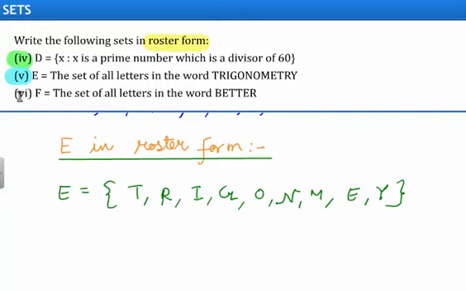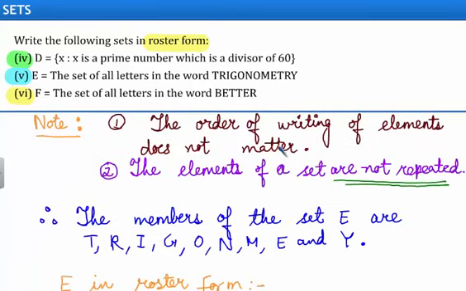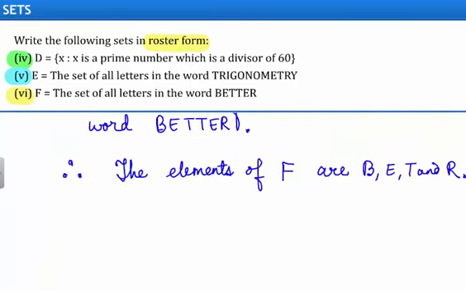Let us now consider the set F. The set F is given by the set of all letters in the word better. Now we have already seen in the previous part that the order of writing of elements does not matter, and the second point is the elements of a set are not repeated. Therefore, the elements of the set F are B, E, T and R.